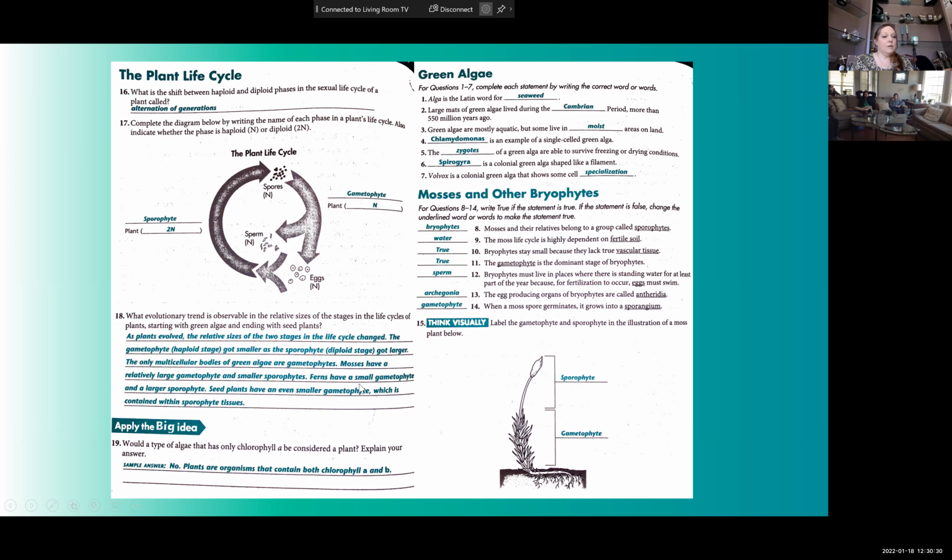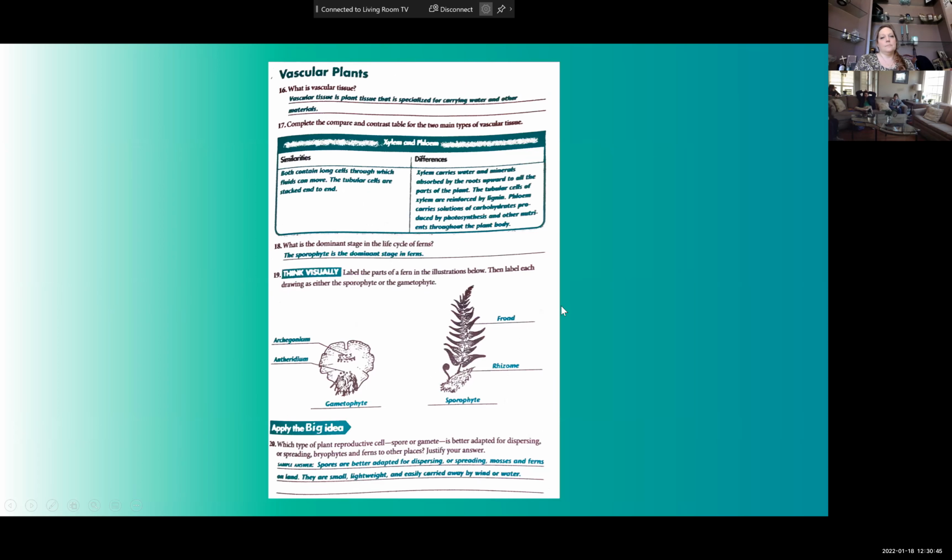Only multicellular bodies of green algae are gametophytes. Mosses have relatively large gametophyte and smaller sporophytes. Ferns have small gametophyte and larger sporophyte. Y'all can check this too. Got that for you. And this one too, lastly.